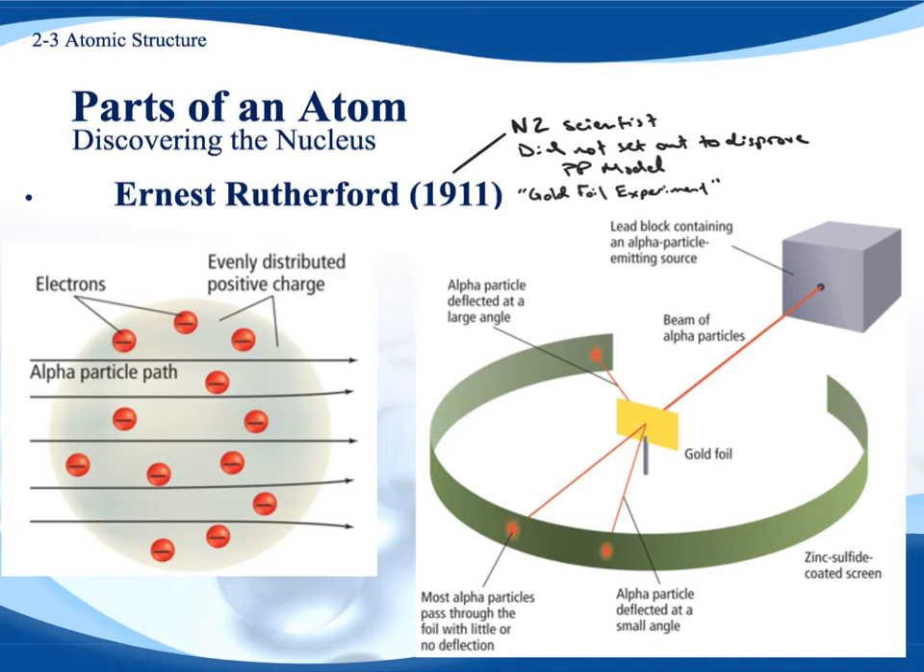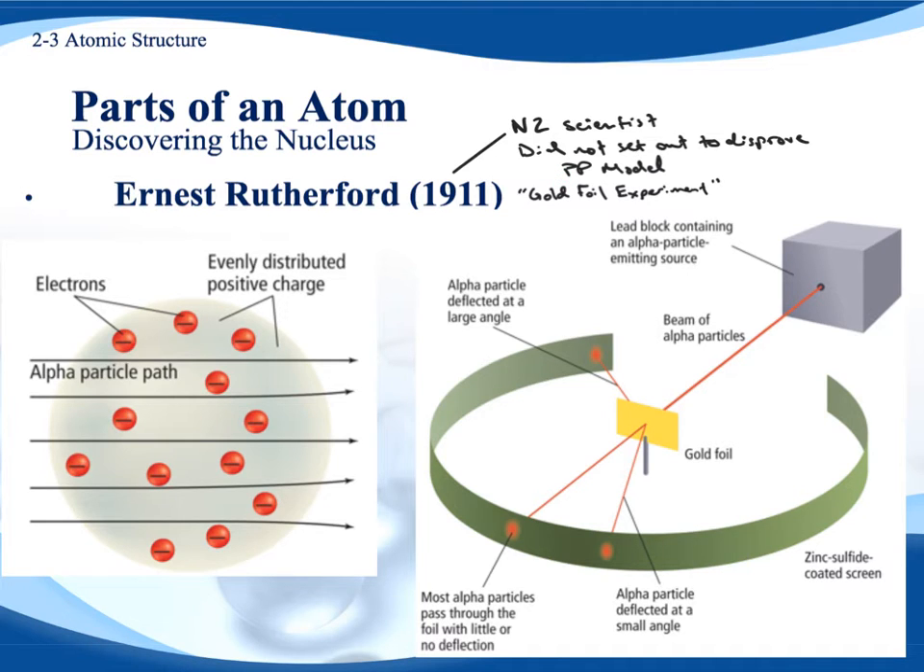The next thing you have to do when you propose a model is you need to test it, or have somebody test it, to see does it check out. And so this experiment here is done in 1911 by Ernest Rutherford. He's actually a New Zealand scientist, so not a whole lot of those became famous. And his job was to test the plum pudding model, and we'll explain what he did in just a moment. He didn't set out to disprove the plum pudding model, okay? That was not his goal, but he ends up disproving it.